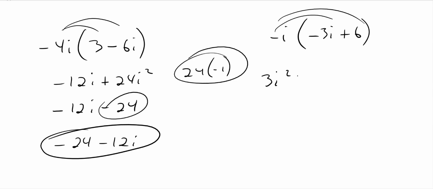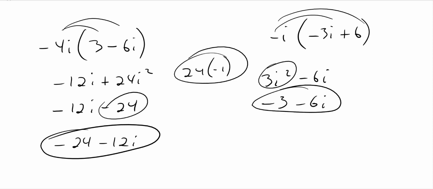And then negative i times 6 is minus 6i. Okay, what is that, baby? Negative 3. Negative 3 minus 6i. We're done. Okay, so it's not bad. Just got to remember, no exponents with i's.